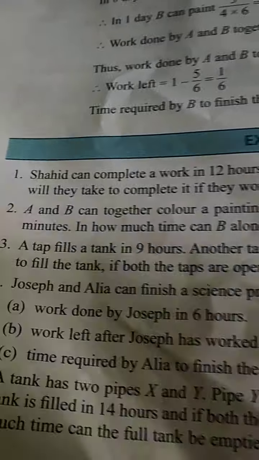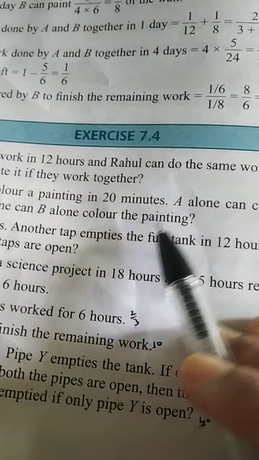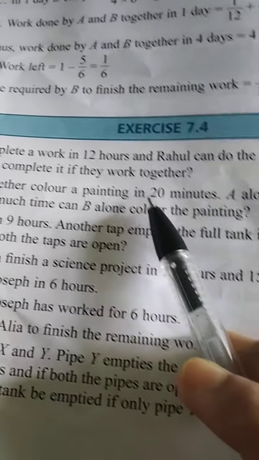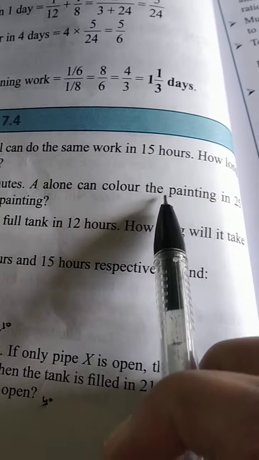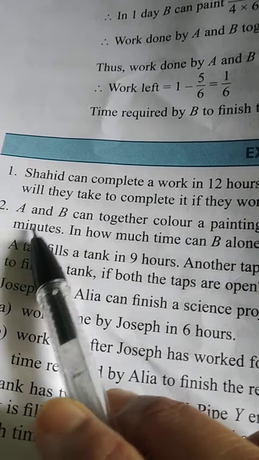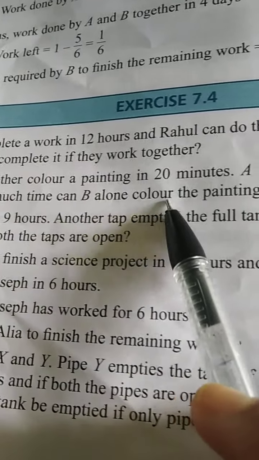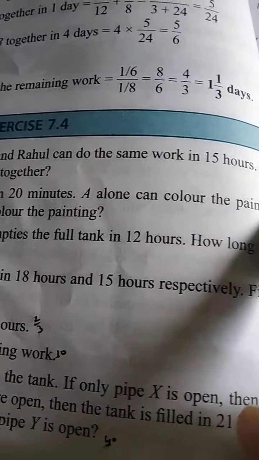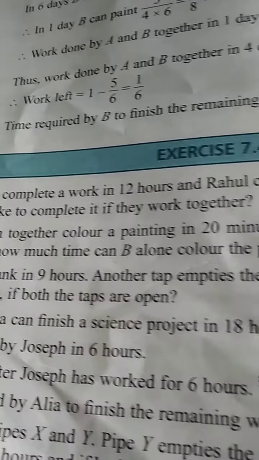Okay. Now question number 2. A and B can together color a painting in 20 minutes. If they work together, they complete a painting in 20 minutes. A alone can color the painting in 25 minutes. A alone, if he works alone, can complete it in 25 minutes. In how much time can B alone color the painting? A alone can color in 25 minutes and you have to find B's alone work.